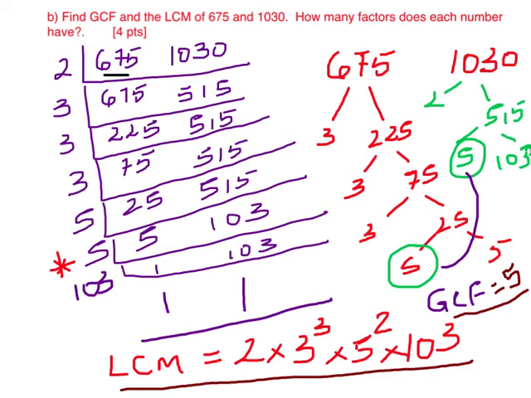And the other question is, how many factors does each have? This one, 1030, if you count 1 and 1030, you're going to have 1, 2, 3, 4, 5, 6, so it has 6. This one, if you count 1 and 675, you have 2, 3, 4, 5, 6, 7, 8, 9, 10. Okay.